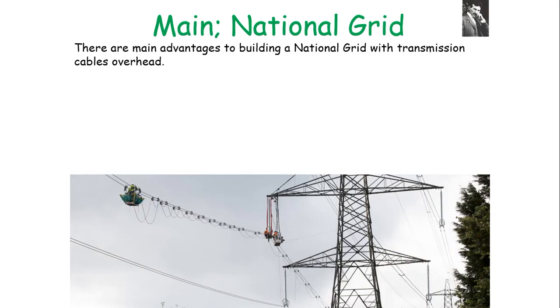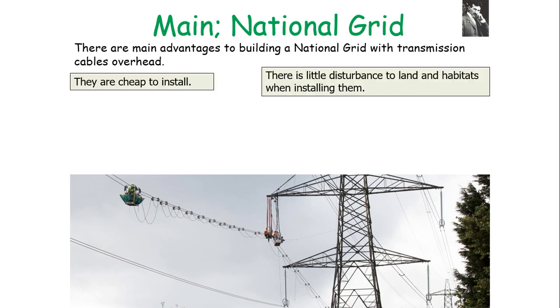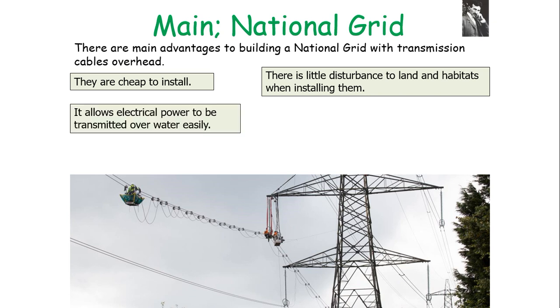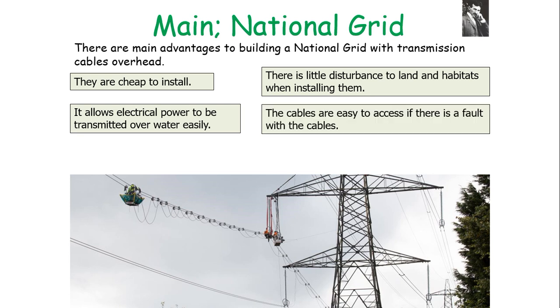Well, there are many advantages to building a national grid with transmission cables overhead. They're cheap to install. There's little disturbance to land and habitats when we install them. They don't tend to influence the existing areas around them. It allows electrical power to be transmitted over water very easily. So for a country like the United Kingdom, which has lots of lakes and rivers and streams, that's very important. The cables are easy to access if there's a fault with the cables. It's very easy to go, as you can see in the picture, to actually fix any issues in the national grid when the transmission cables are overhead.